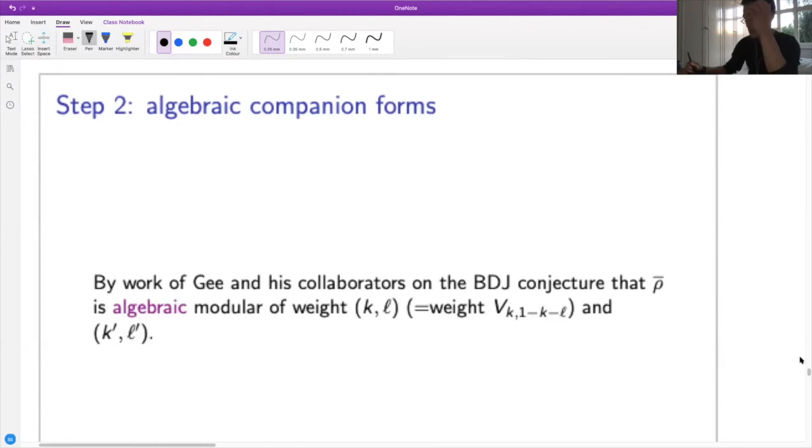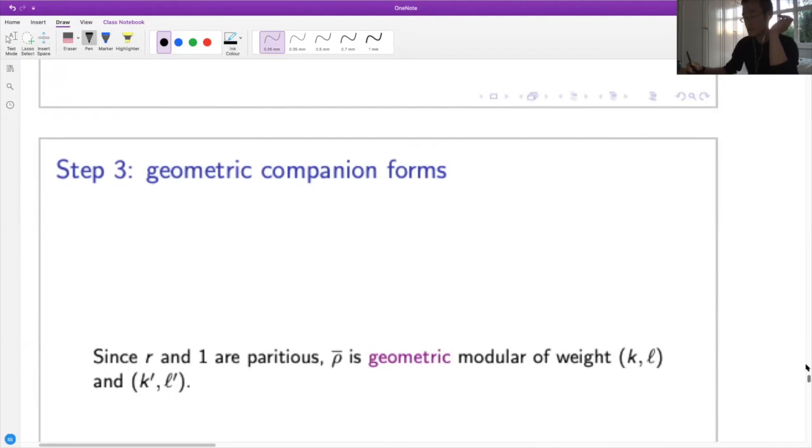But the second step is that, in fact, the work of Gee and his collaborators, Savitt and Liu, on the BDJ conjecture actually says that this local piece of information would translate into global information, that rho bar would in fact arise from algebraic modular forms of weight k, l and k prime, l prime, the pairs of integers I mentioned one slide before. By algebraic modular, this is just about the modular form for the quaternion algebra.